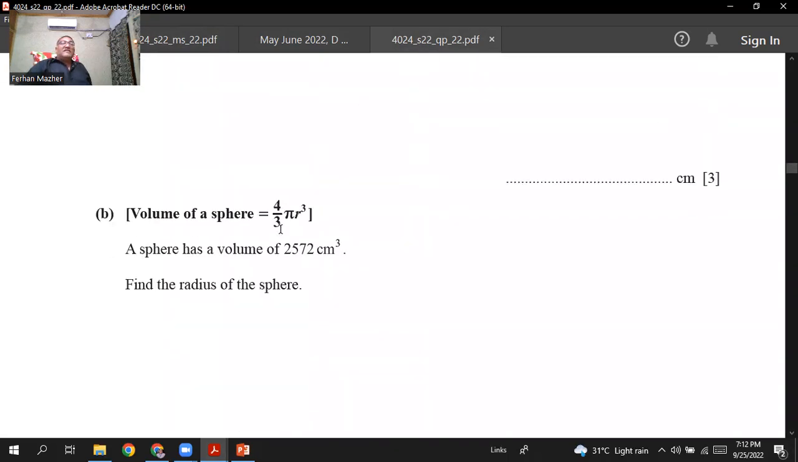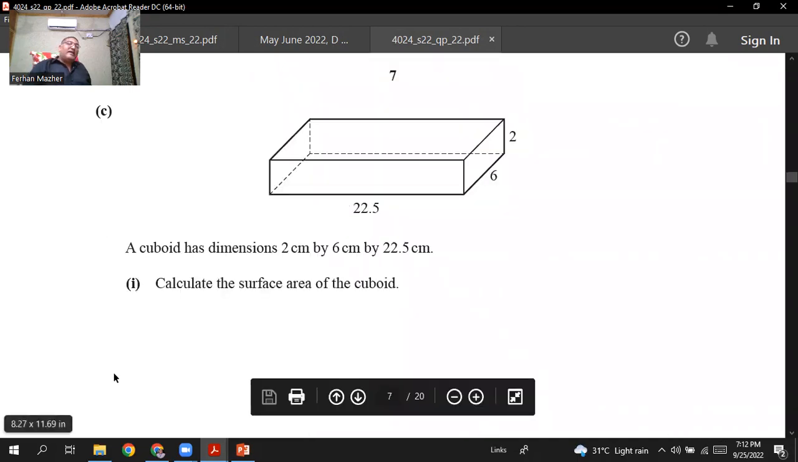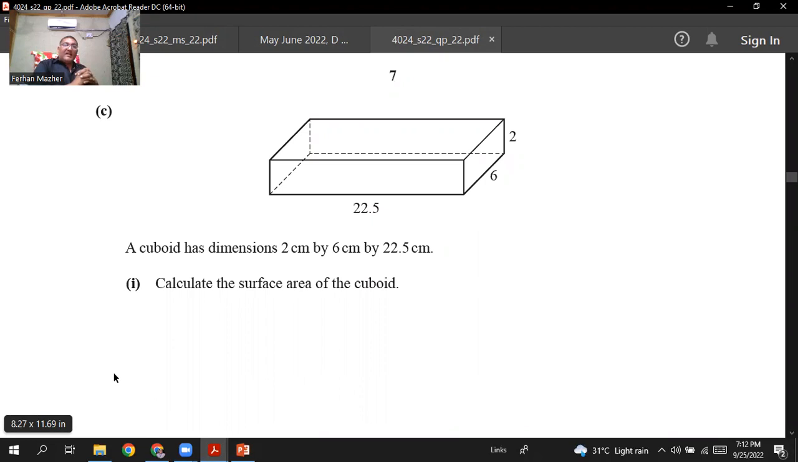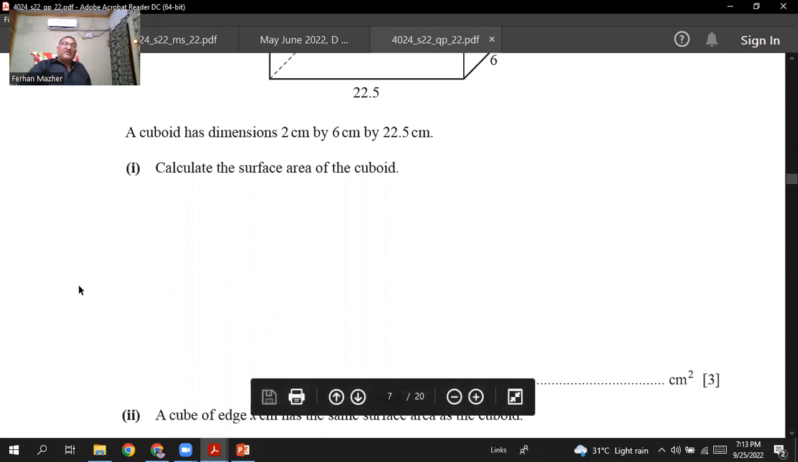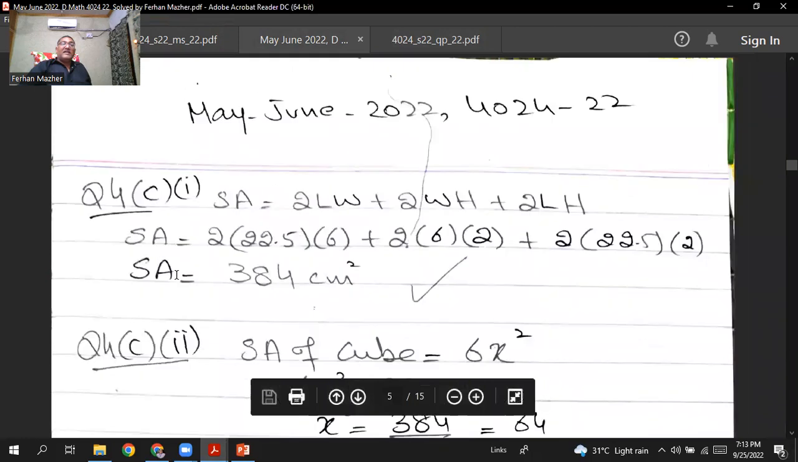That is the C part. He says a cuboid has dimensions 2 centimeter by 6 centimeter by 22.5 centimeter. Calculate the surface area of the cuboid. The surface area of the cuboid is very simple. The formula is 2 multiply length multiply width plus 2 multiply length multiply height and plus 2 multiply width multiply height. So very simple and straight, just put the values and you will get the answer.